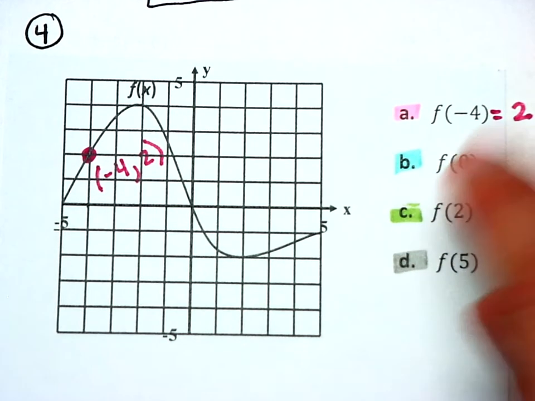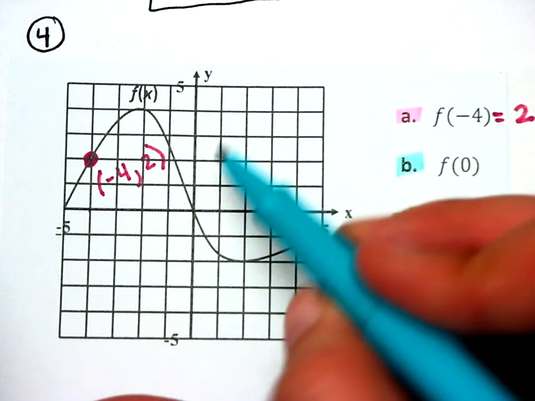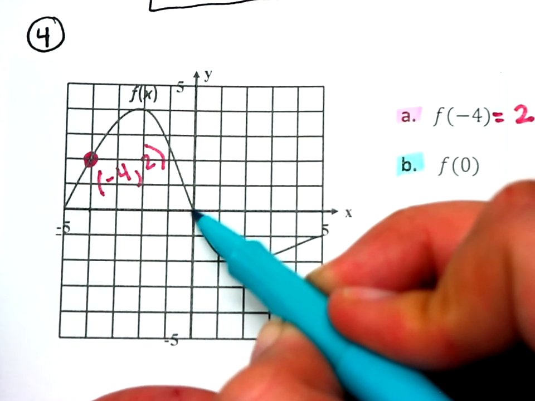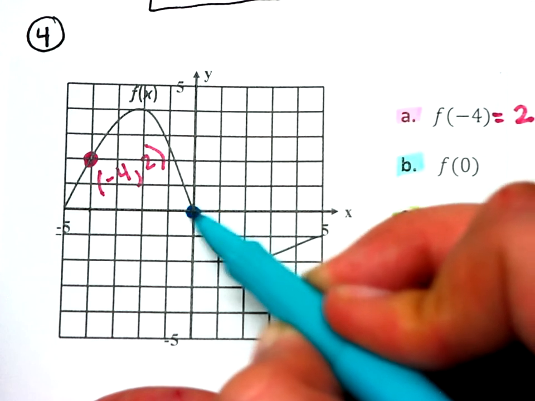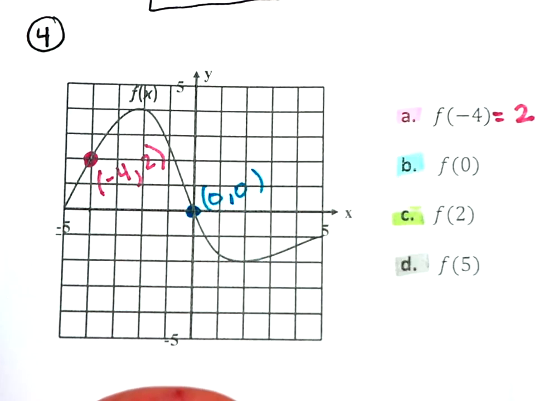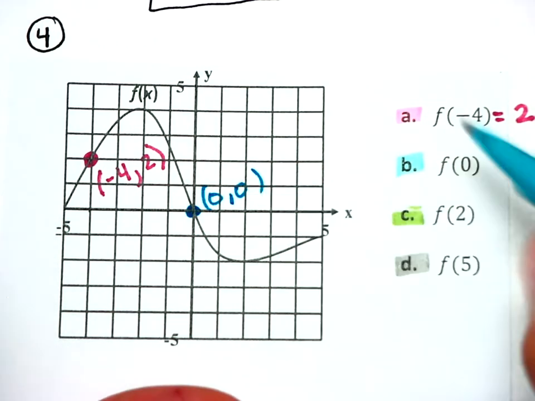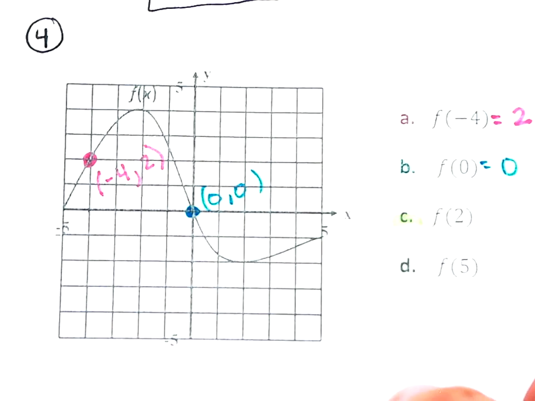Let's try it again with 0. So I want to find f of 0. Well, x equals 0 right here at the origin. Oh, and the graph also hits it there. So we have a point right here at (0, 0). That means when my input is 0, so is my output. So f of 0 equals 0.